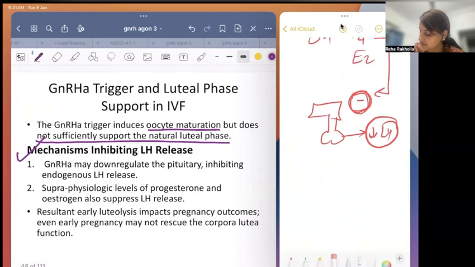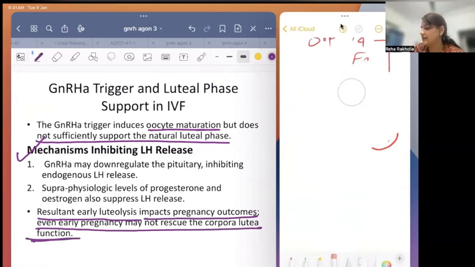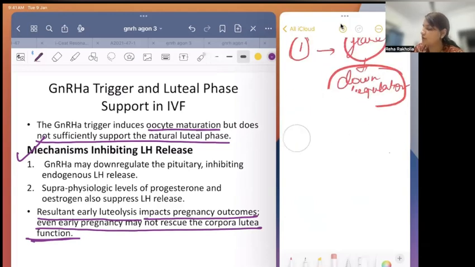Resultant is early luteolysis, which impacts pregnancy outcome. Even early pregnancy may not rescue the corpus luteum function. Even if early pregnancy is there, corpus luteum function would not be rescued.